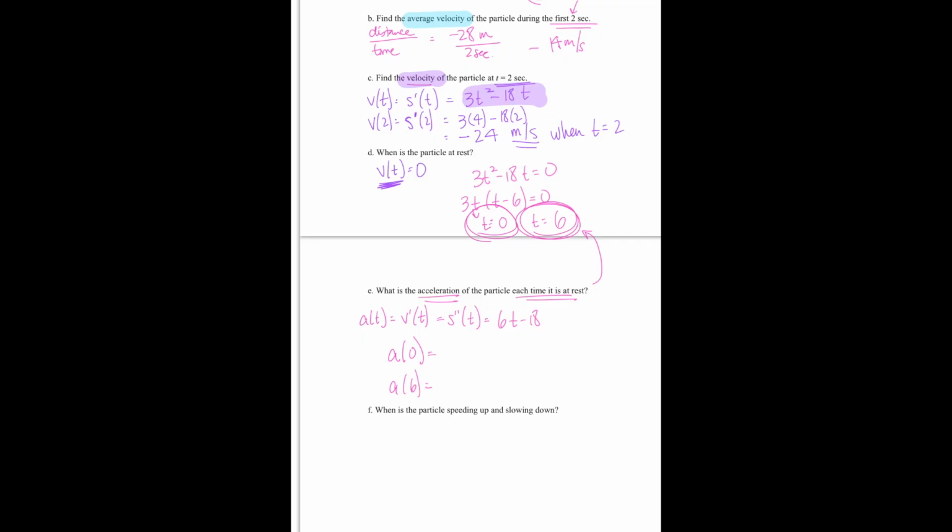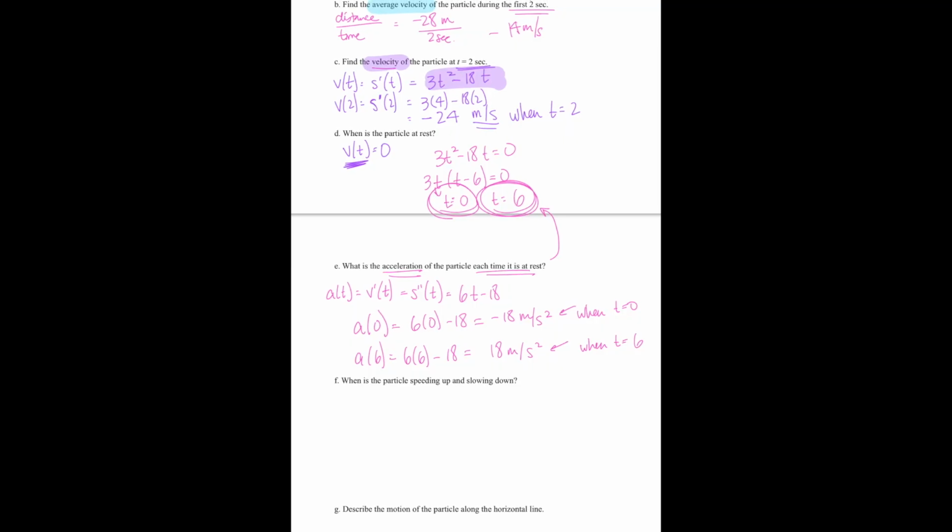All right, so when I put 0 into this function, I get 6 times 0 minus 18, which is negative 18 meters per second squared. And when I put 6 in there, I get positive 18 meters per second squared. Okay, so again, you might want to just sort of be very clear. This occurs when t equals 0, and this occurs when t equals 6.